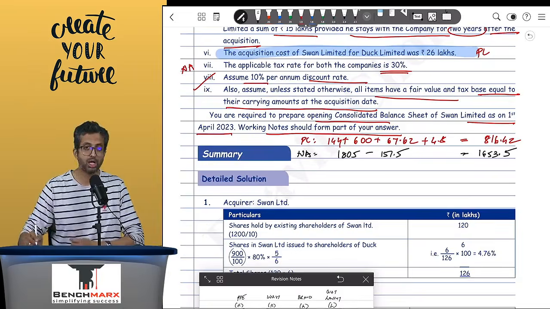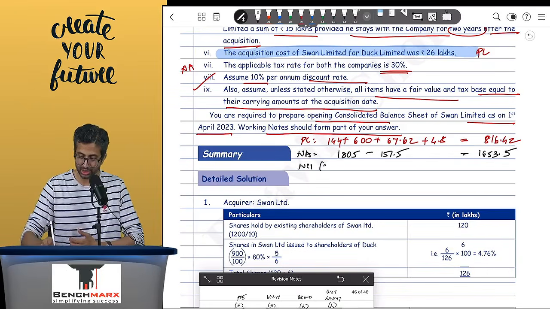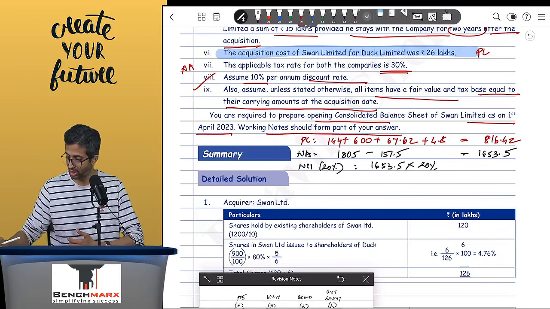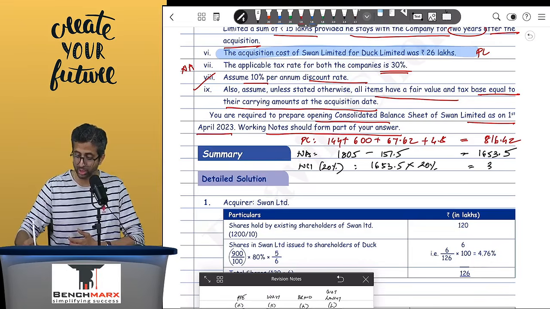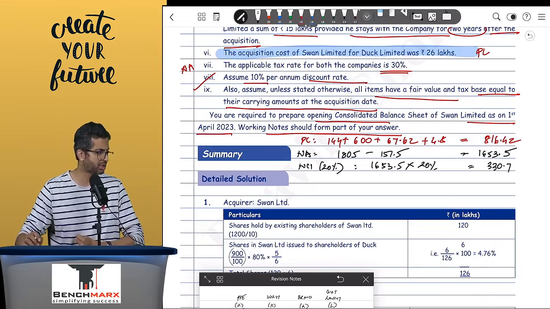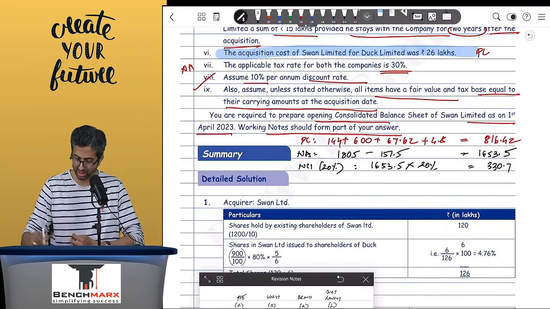1653.5. Now NCI, there's a 20% stake held by non-controlling holders. We have not been told the method, so we will use proportionate net assets. 1653.5 into, let us say, 20%, which will come to, let us say, 330.7. So this will be your non-controlling interest, and hence you can use this for the purpose of goodwill or capital reserve workings.